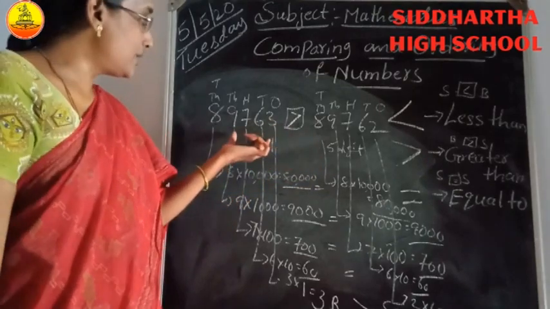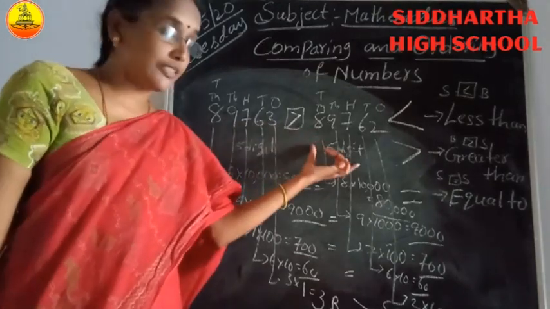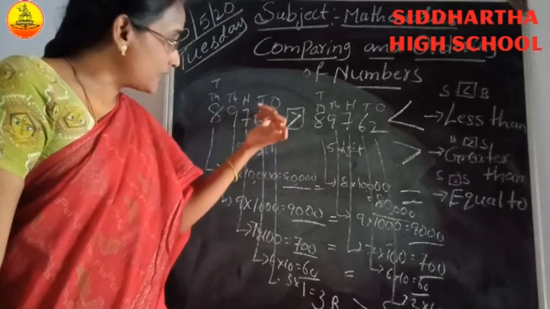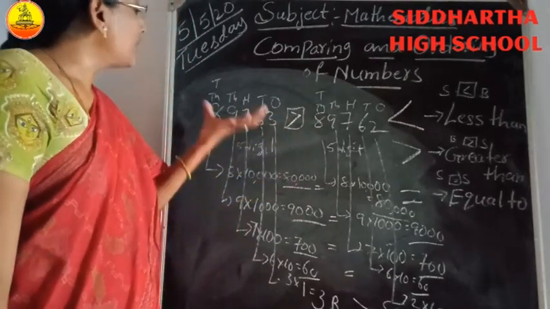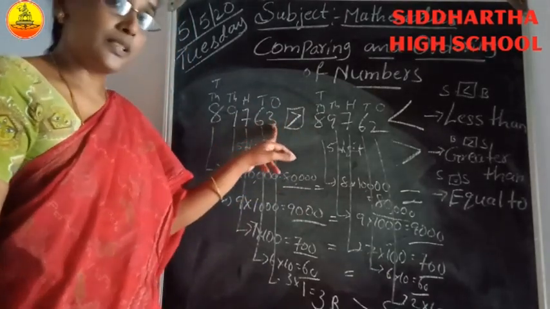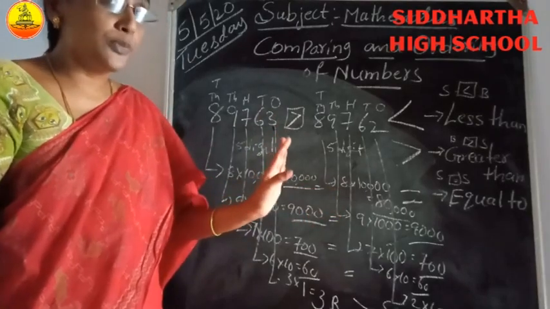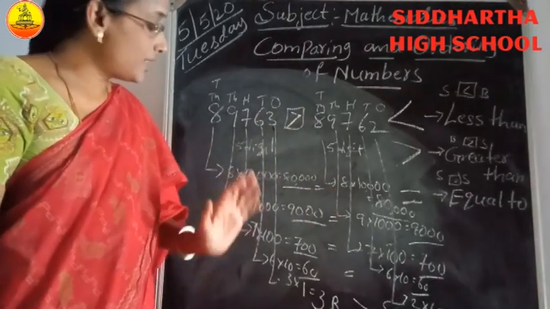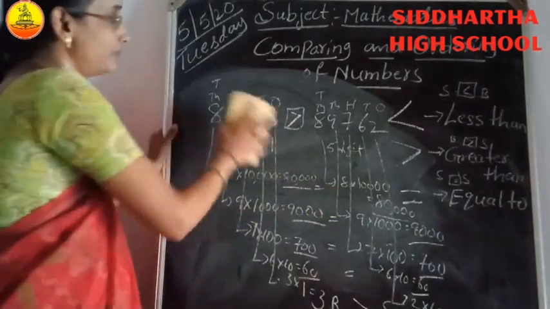Yes, same digit numbers. This is a 5-digit number, this also is a 5-digit number. But different digits are there. Same number of digits, but different values. You will observe that one and write the answer. Okay children, did you understand?